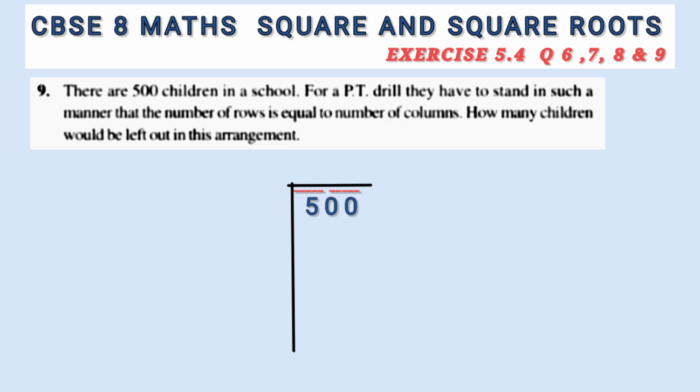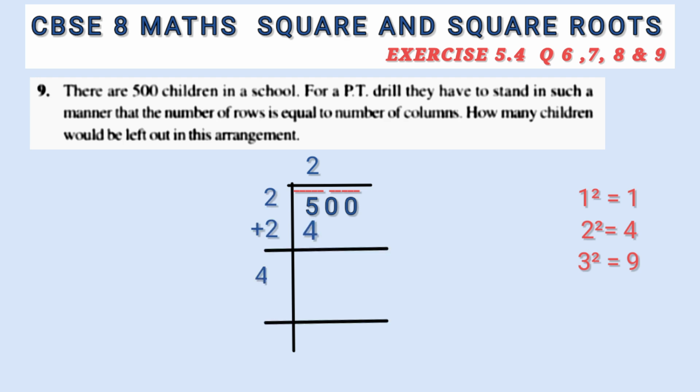Start making pairs from the right. 5 is a single digit. We have to use a perfect square less than 5. 1 square 1, 2 square 4, 3 square 9. So we can use 2 square 4 for it. Write 2 at the top as a quotient, 2 on the left side plus 2, and 4 below 5. 2 and 2 gives us 4. 5 minus 4 gives us 1. 2 zeros we bring down, it becomes 100.